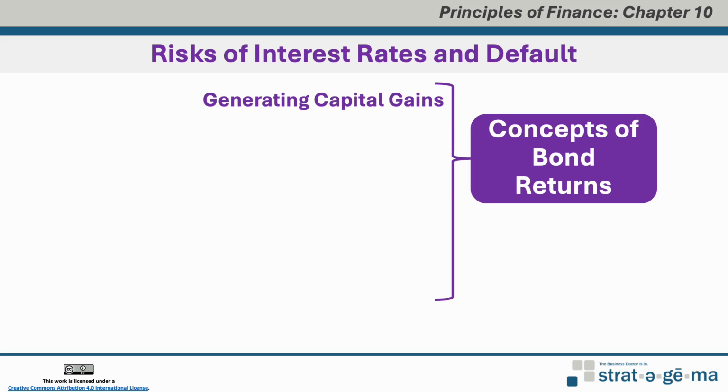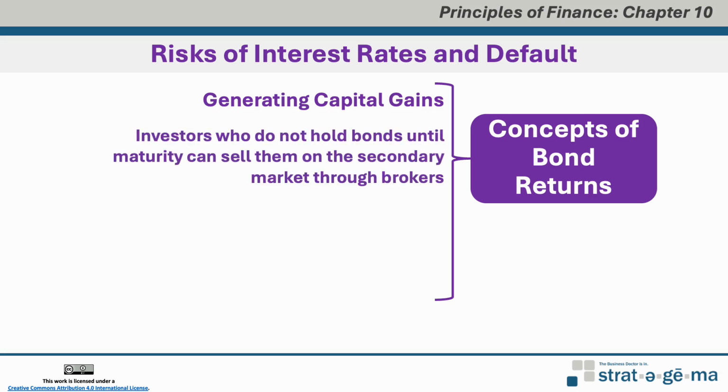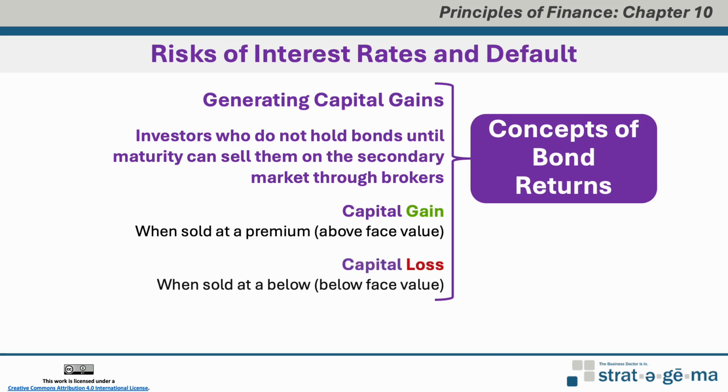So you've got interest and gains. Investors who don't sell bonds until maturity can sell them on the secondary market through brokers. This happens all the time. If you have a discount brokerage firm, you can go and you can purchase bonds. You can have a situation where you sell that bond for a capital gain or a capital loss. A capital gain results when the bond is sold at a premium or above its face value, and a loss occurs when the bond is sold below its face value.